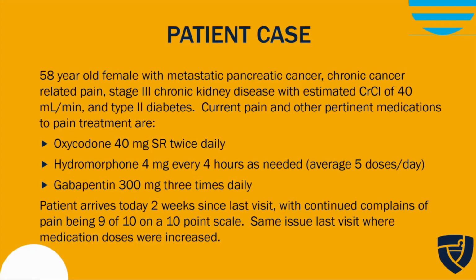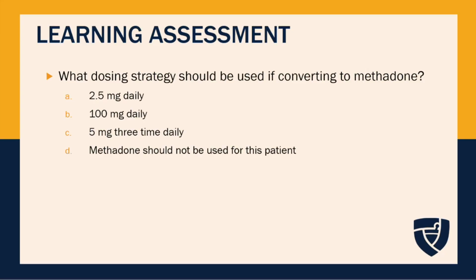So revisiting our patient case. Remember, here are our pain medications she's on right now. She's been having escalated doses, but continues to have uncontrolled pain. So methadone may be a good option, but what dosing strategy should be used if we're converting to methadone in this particular patient? A, 2.5 milligrams daily, B, 100 milligrams daily, C, 5 milligrams 3 times daily, or D, methadone should not be used in this patient.